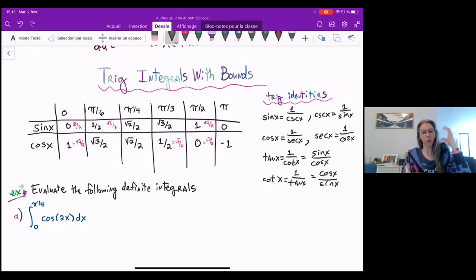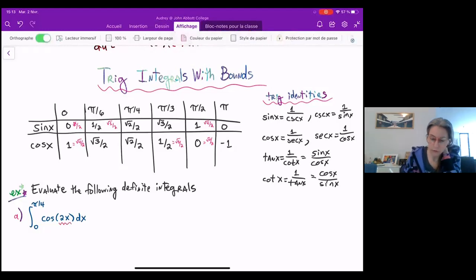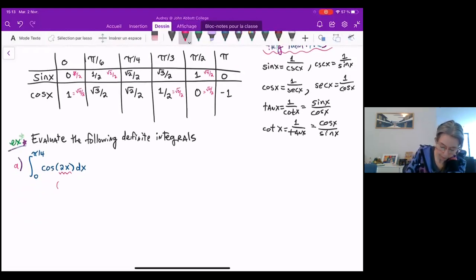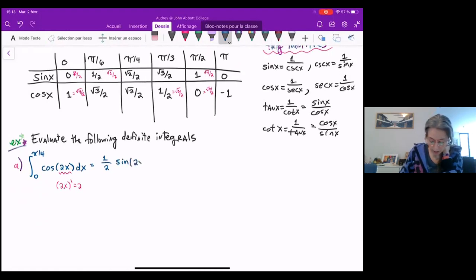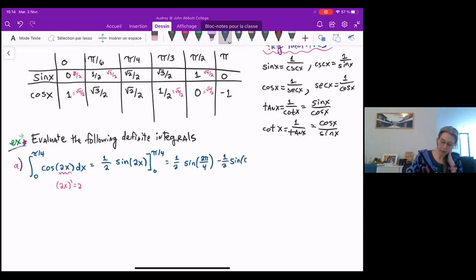So I'm going to start off with this simple cosine problem here. I have the integral of cosine of 2x dx. Inside, the derivative of 2x is just 2, which is just a constant. So I can just divide by that constant and then apply my known form, which is sine of 2x. Instead of plus c, I'm doing 0 to pi over 4. So this would give me 1 over 2 sine of 2 pi over 4 minus 1 over 2 sine of 0.